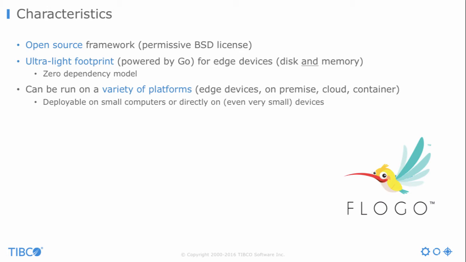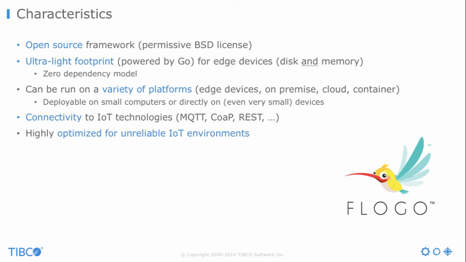And as I said, a Raspberry Pi is one of the bigger ones, so we are also really talking about smaller ones too, so very small edge devices. Connectivity to IoT technologies like MQTT, CoAP or REST, and many more will follow in the future. And it's really highly optimized for unreliable IoT edge environments.